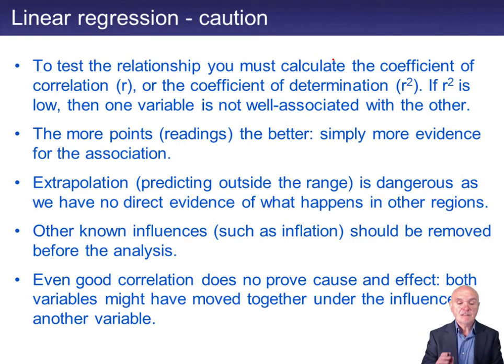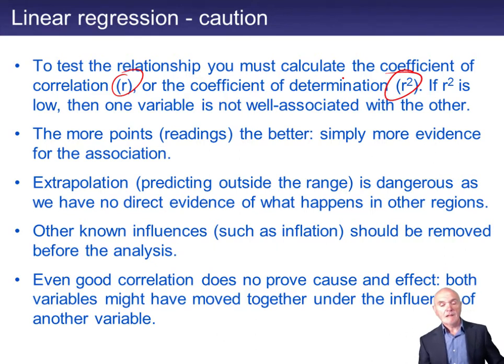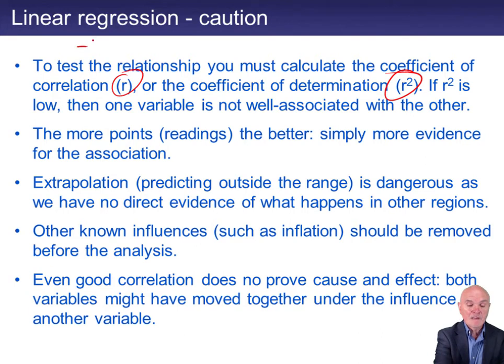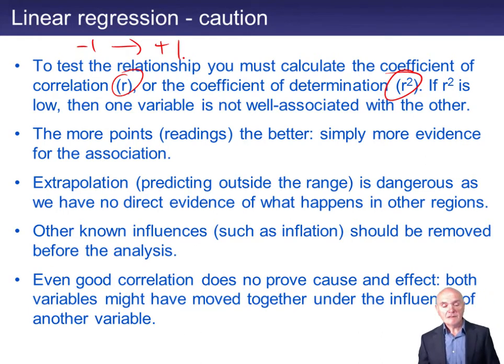So what we need to do is to calculate the coefficient of correlation r, or r squared. If r squared is low, or r is low, then one variable is not associated well with the other. r can go from -1 all the way through to +1. -1 means there's perfect negative correlation. All the points will be in a line, but as one variable increases, the other decreases. So as sales price increases, sales volume would decrease in a completely uniform, predictable way.